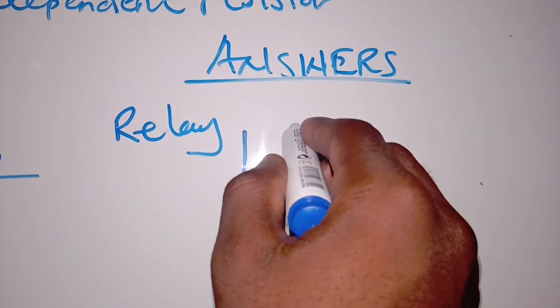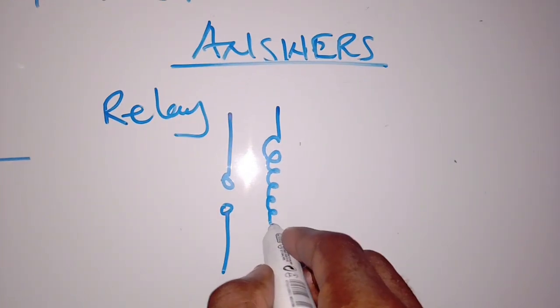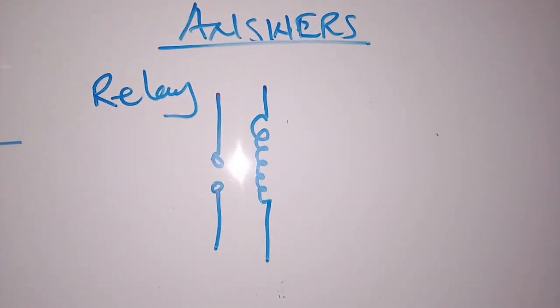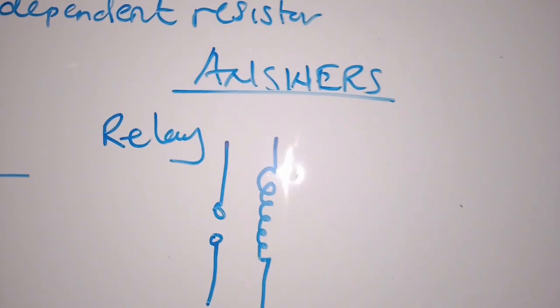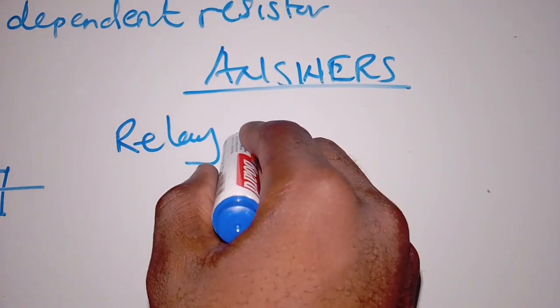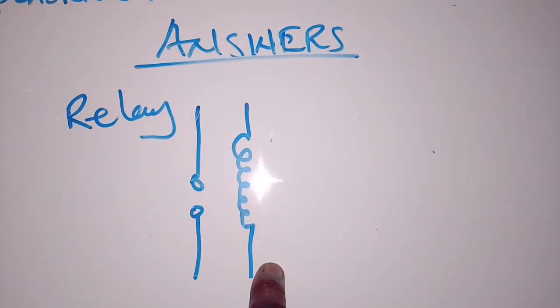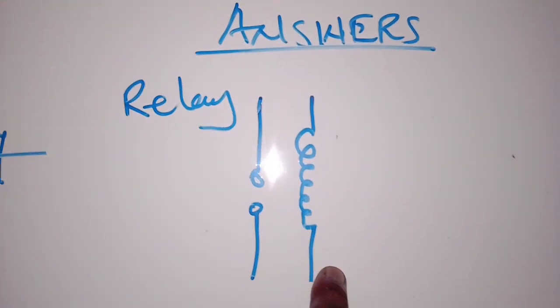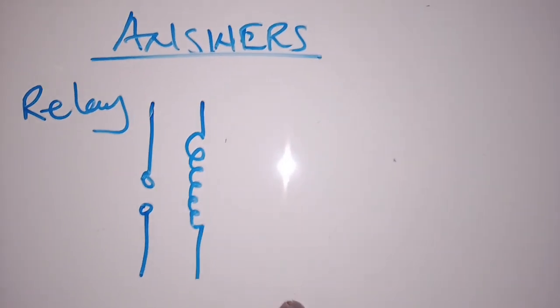And then you have something like an inductor. This is the simplest way of illustrating a relay. It's more like there are switches and then this inductor creates a magnetic field, right? So, an automatic switch or electromagnetic switch.